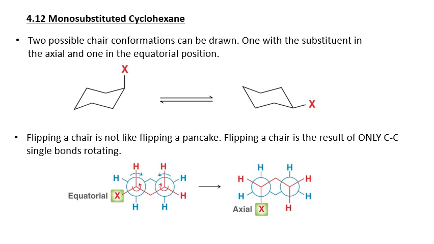All right, so I kind of just showed you how to do that ring flip. And that's important because we're going to actually put some substituents on these cyclohexane rings. So there are two possible chair conformations, one with a substituent in the axial and one in the equatorial. So this is just that flip that I just drew. These are the same carbons. Notice the substituent is axial, and here the substituent is equatorial.